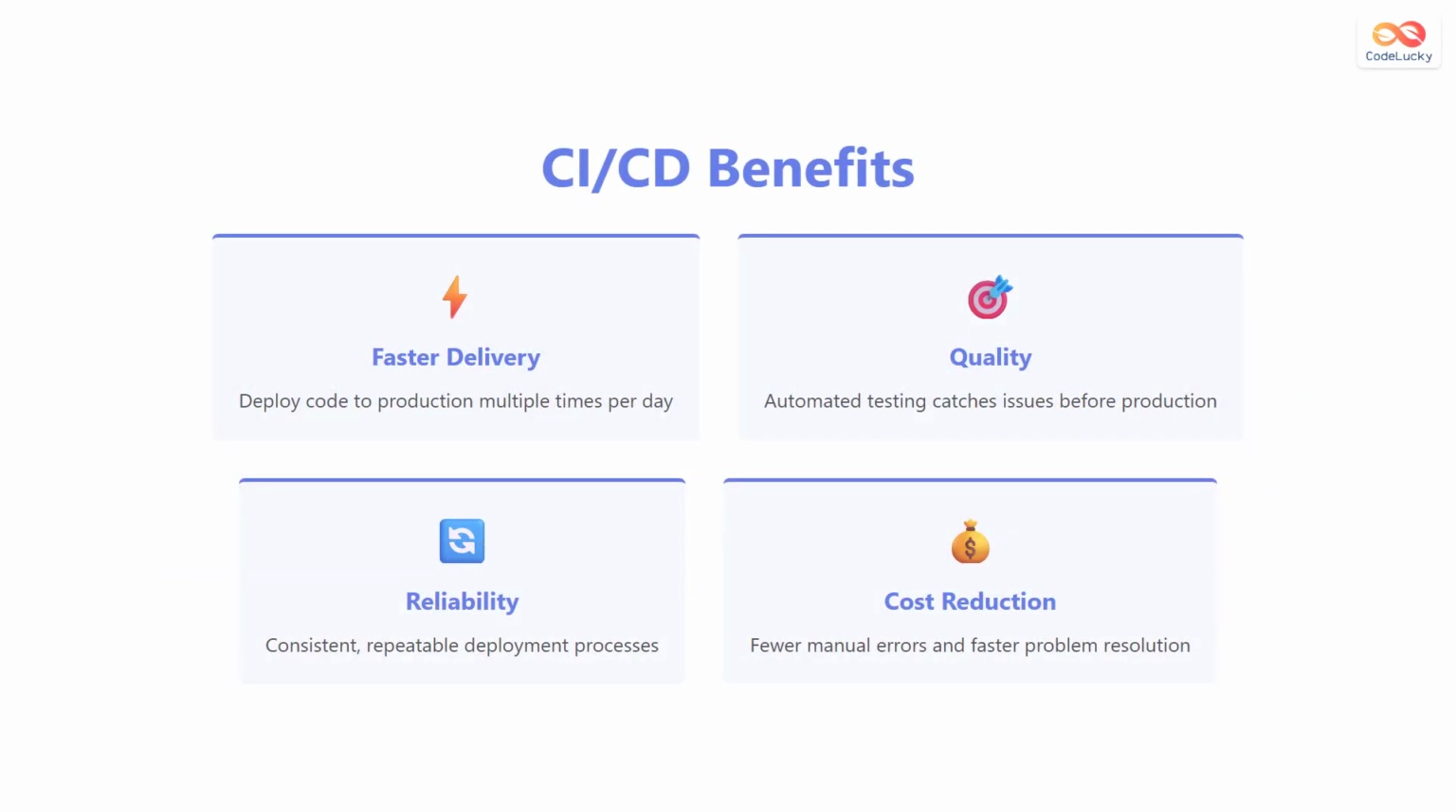CI/CD provides significant advantages for development teams. First, it enables faster delivery. You can deploy code to production multiple times per day instead of once every few months. Second, it improves quality. Automated testing catches bugs before they reach users. Third, it increases reliability. Consistent, repeatable processes reduce human error. Finally, it reduces costs. Fewer manual errors and faster problem resolution save time and money for your organization.